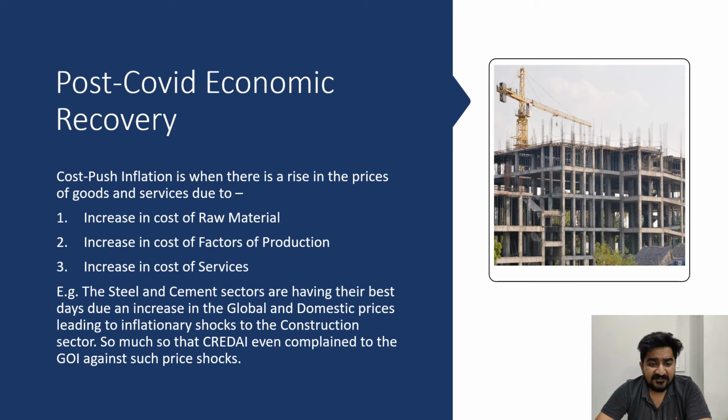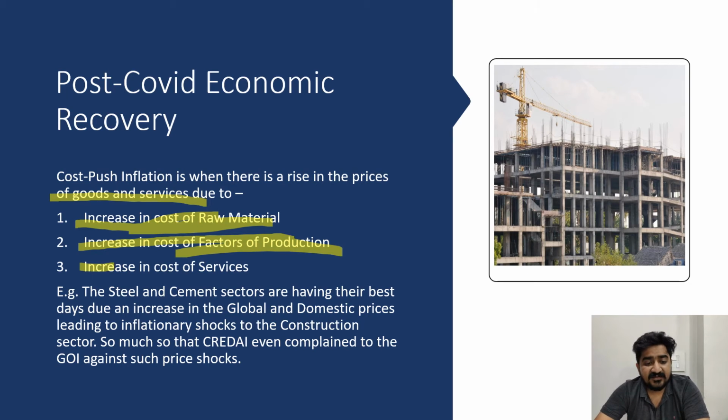Cost push inflation is when there is a rise in the prices of goods and services due to an increase in the cost of the raw material, an increase in the cost of the factors of production, or an increase in the cost of the services consumed. For example, the steel and cement sectors are having their best days due to an increase in the global and domestic prices, leading to inflationary shocks to the construction sector.